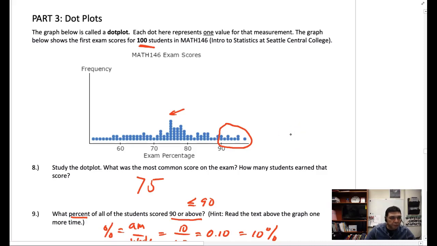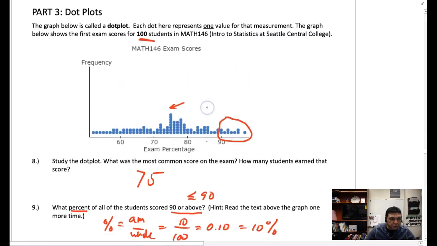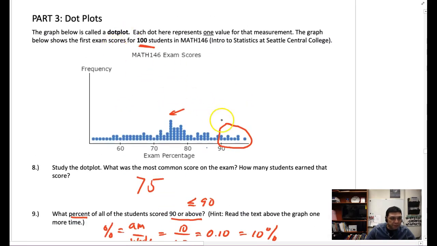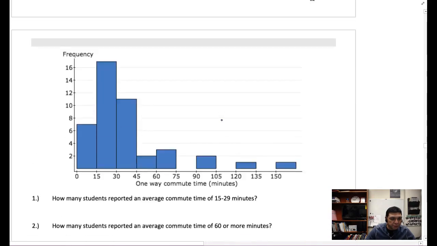Okay, this is from lesson 1.4. We're going to look at dot plots. So here's the second video for lesson 1.4. Dot plots are another type of graph. You see some of the answers already put in, but we'll talk through this here. A dot plot is very similar to a histogram, as what we saw here.